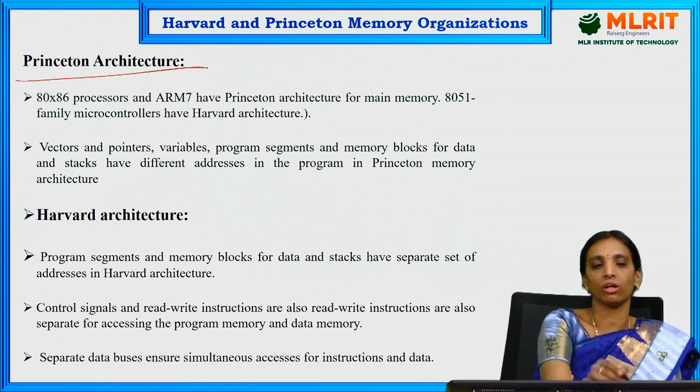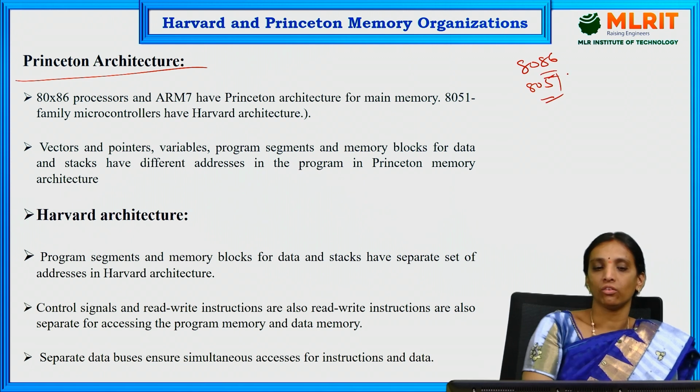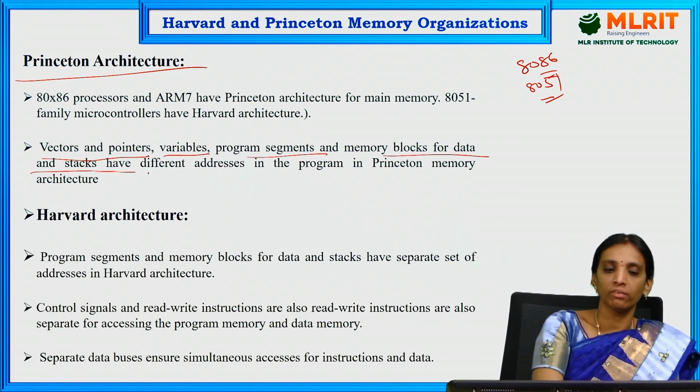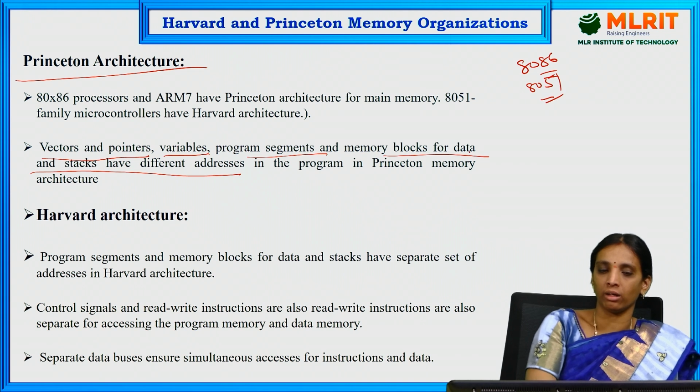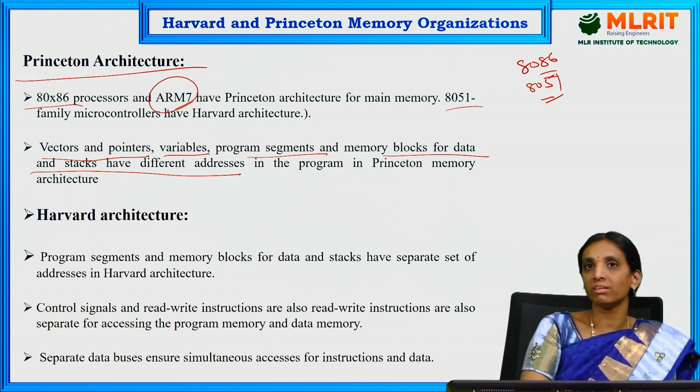Here, the Princeton architecture is the architecture which is used for 8051 and 8086, in which the same memory can be used for both address and data. Here, the vectors and pointers, variables, program segments and memory blocks are the same for addresses and data. That is called the Princeton memory architecture. Examples are 8086 and 8051, and ARM7 also has the Princeton architecture.